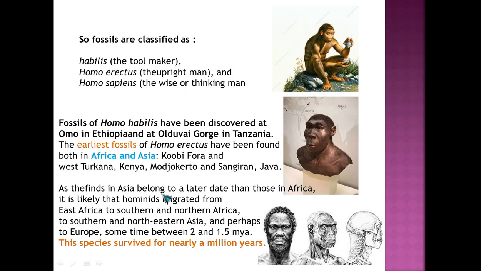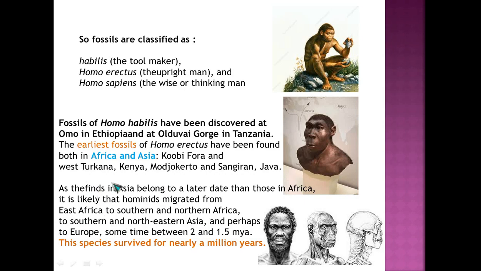Now, the finds in Asia belong to a later date than those in Africa, because the earliest forms were found in Africa. Then we found them in Asia. So first is Africa. It is likely that the hominids migrated from East Africa to Southern and Northern Africa. So first they migrated, and maybe then they came to Asia. That is why scholars were able to find them in Asia as well. So first they migrated to East Africa, Southern and North Africa, and then to South and Northeastern Asia. And then they came to Europe. So first Africa, then Asia, and then Europe.